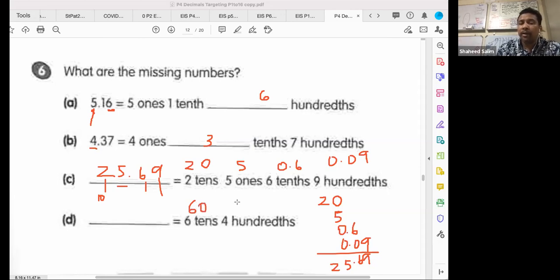4/100, how to write? 100 has 2 zeros. 1, 2. Put the dot here. 4/100 is like that. Put a 0 here. 0.04. 4 over 100, right? When you change it, remember, 1 0, 2 zeros, 1 blank, 2 blank, put the 4 down. So what's the answer? 60.04. Okay, 60.04. We will now move on to the next one.